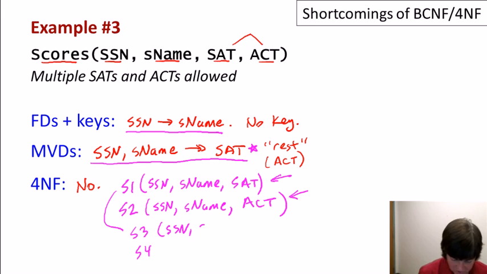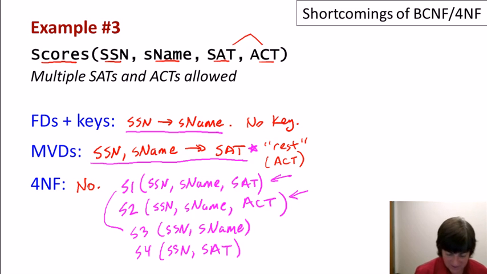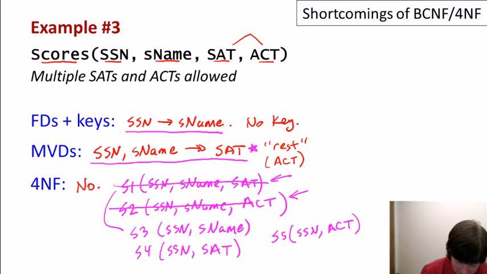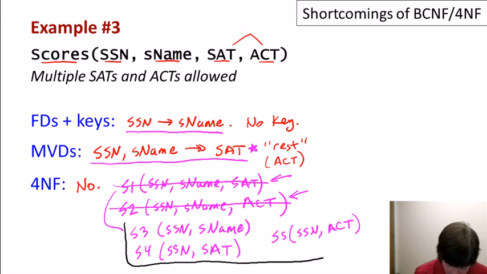S3 will contain the Social Security number and student name, and S4 will contain the Social Security number and the SAT. And actually, we similarly need to split S2, and that will give us S5, which contains the Social Security number and the ACT score. And so now we've gotten rid of S1 and S2. And just in case you're getting confused, at this point, this is our final schema.